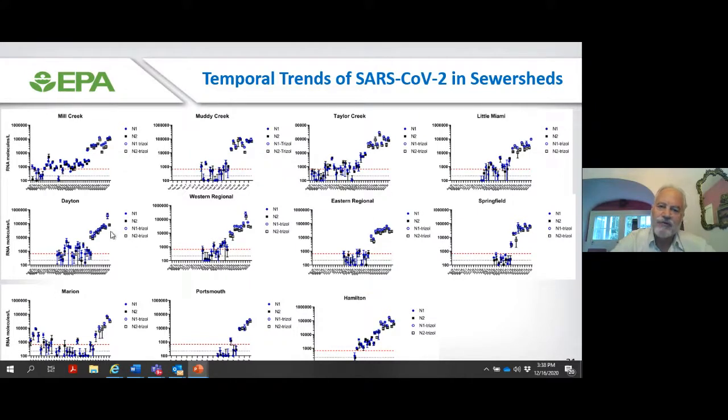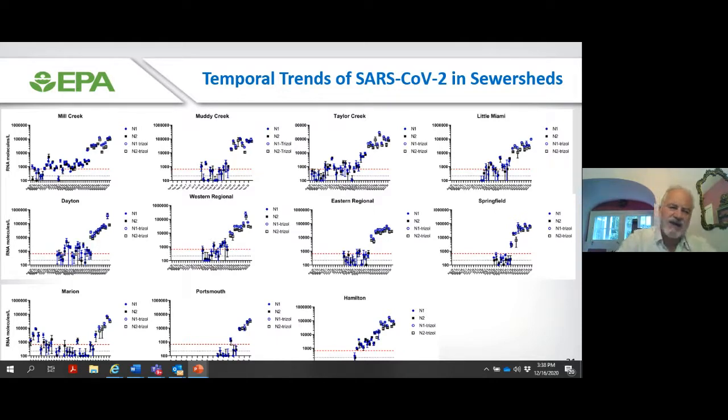And then we're also, in collaboration with the state of Ohio for their network, which I'm going to describe in a second, looking at Dayton and western and eastern regional plants around the Dayton area, as well as the cities of Springfield, Marion, Portsmouth, and Hamilton. These are all smaller cities in southwestern Ohio.